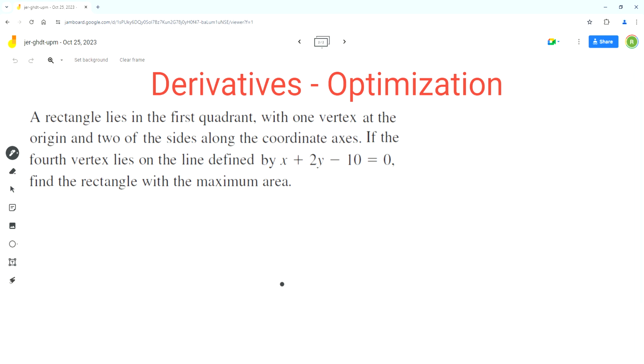So in this video, we'll solve this problem using the concepts of optimization using derivatives. As per the problem, a rectangle lies in the first quadrant with one vertex at the origin and two of the sides along the coordinate axes. If the fourth vertex lies on the line defined by x plus 2y minus 10 equals 0, find the rectangle with the maximum area. So the first step is to draw a diagram and show the rectangle in the first quadrant.